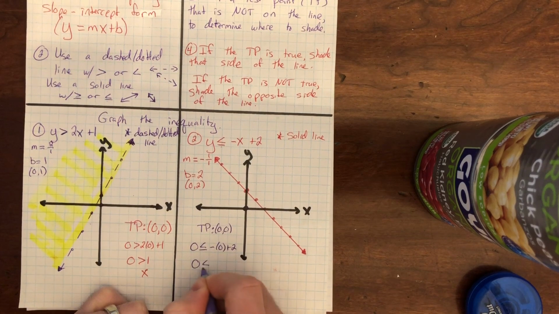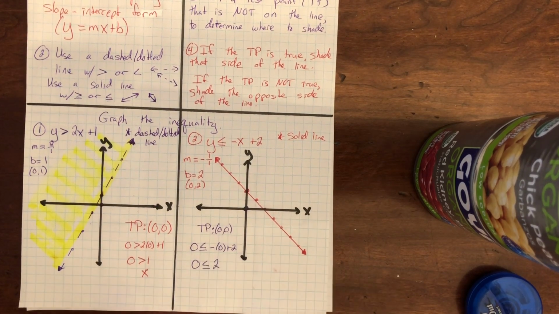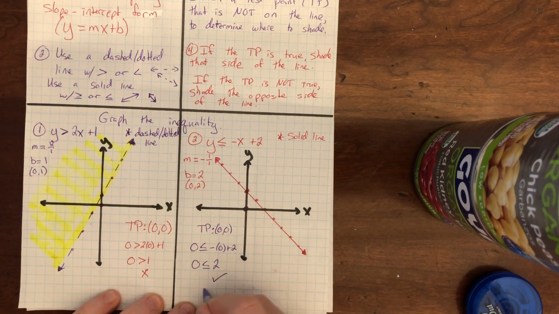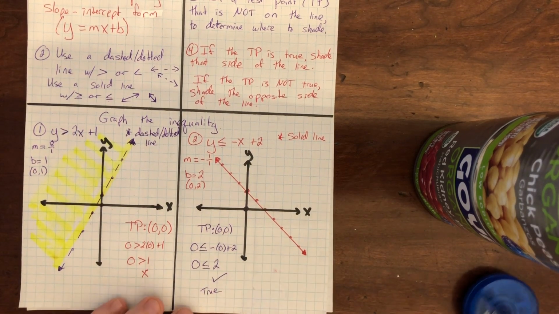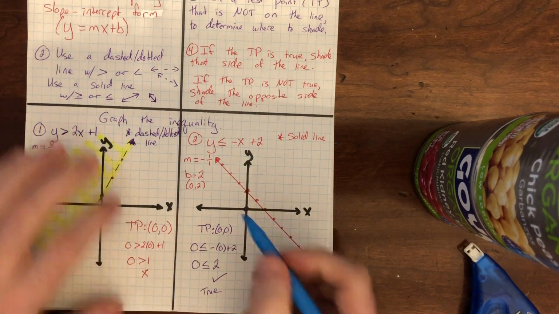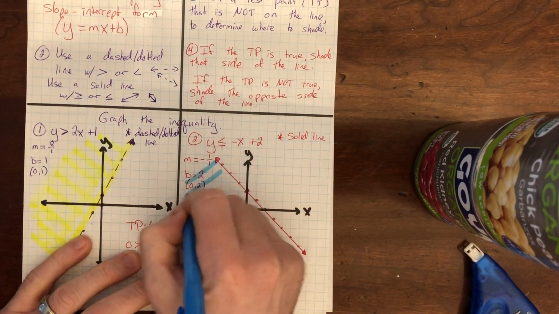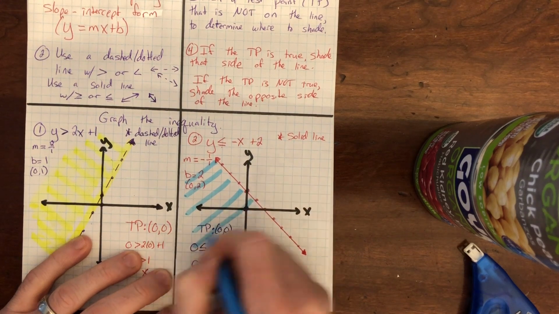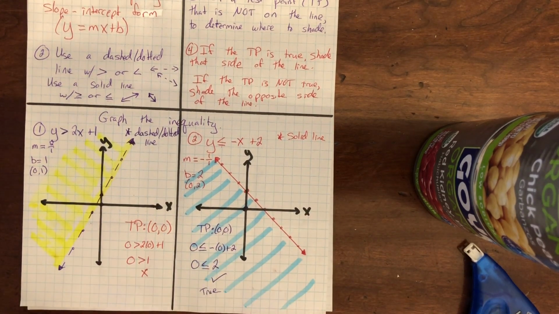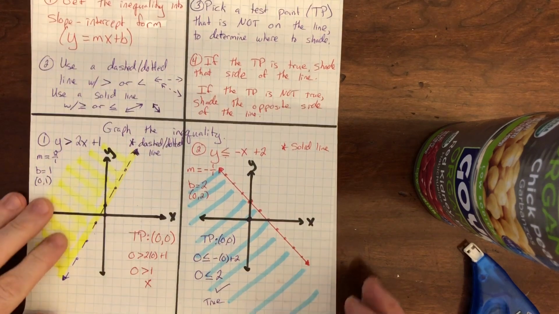And now this is going to be, is 0 less than or equal to 2? In this case, this is true. Okay. So I'm going to shade the area that the test point is. In this case, it's below the line. So everything below our line is a solution to this inequality. And I could even keep going over here. I just don't want to have to color my entire graph, okay?